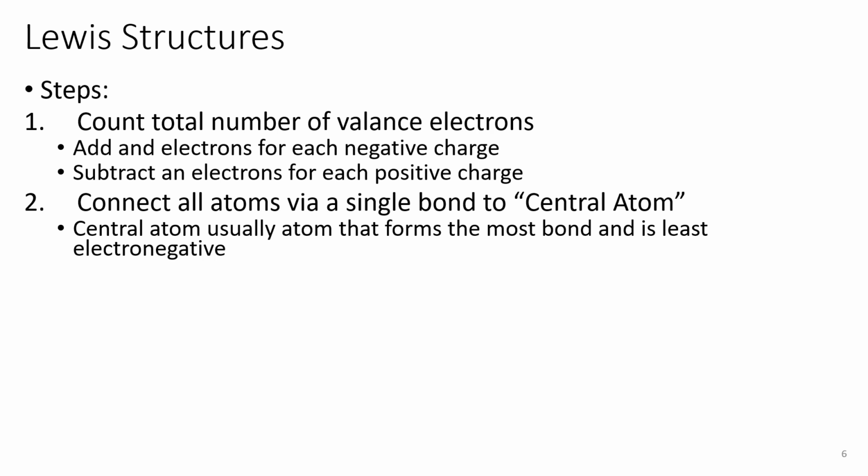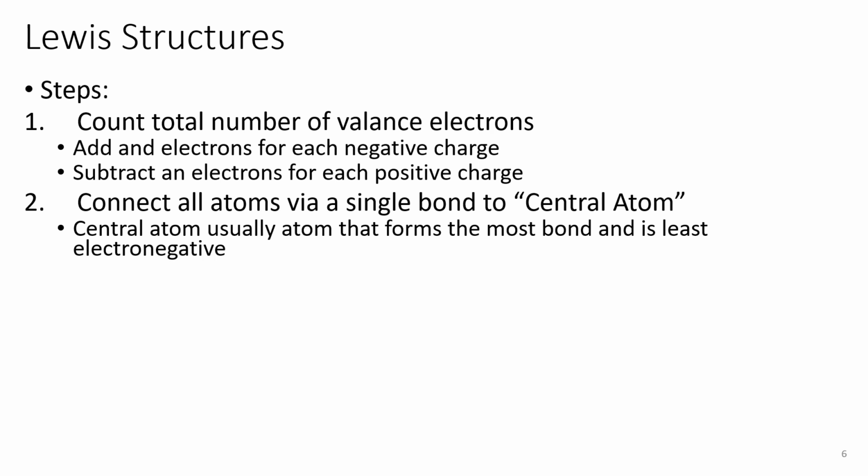The central atom is usually the atom that can form the most bonds. So for us, it will typically be carbon. And it is typically also the least electronegative as well. So if you have a couple options, your goal is to go with the least electronegative. So remember that trend that we looked at from our periodic table on electronegativity.